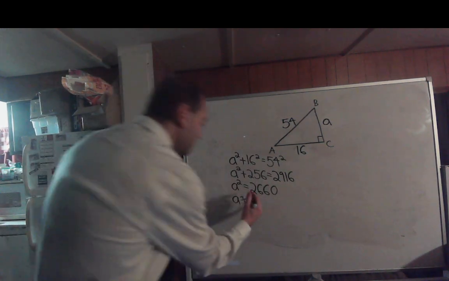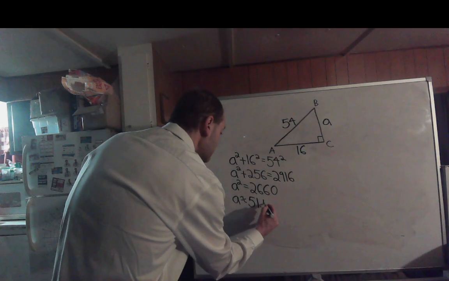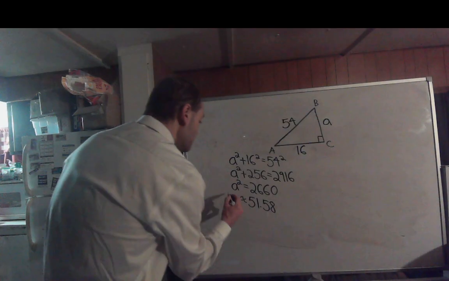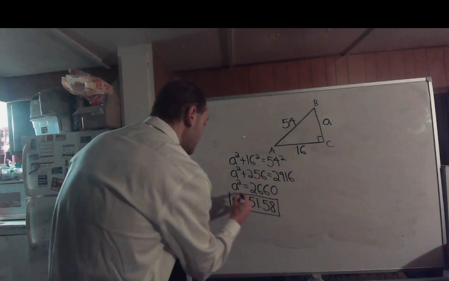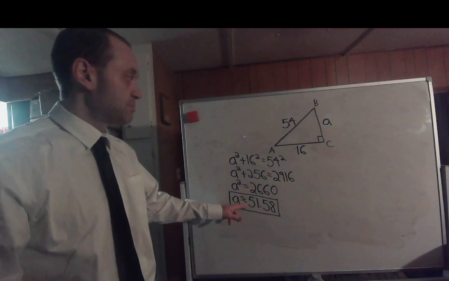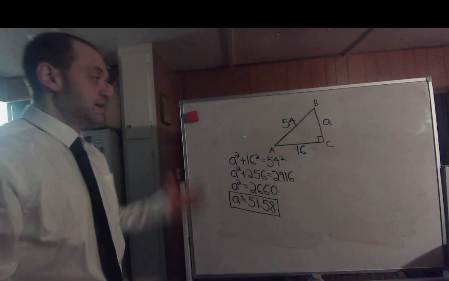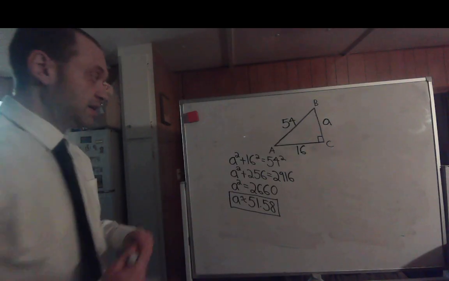To two decimal places, you get approximately 51.58 units. So you do end up, in fact, getting that side A is approximately 51.58 units. Now we got our sides, let's find the angles.